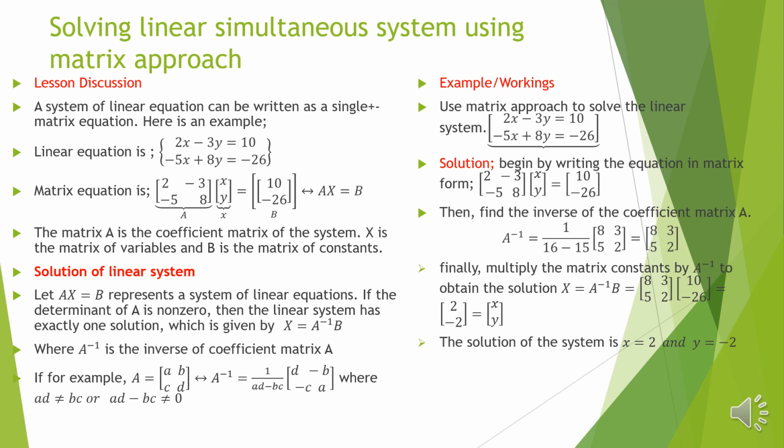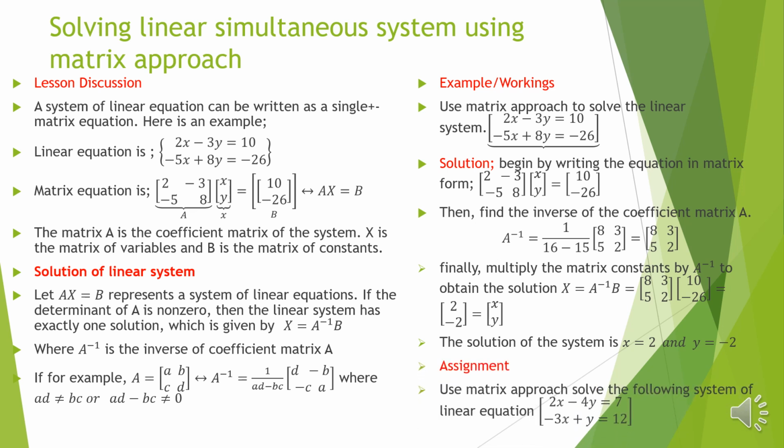A short brainstorming question, you can make an attempt at this. Try this assignment, which says use the matrix approach to solve the following system of linear equations, that is 2x minus 4y equals 7 and also negative 3x plus y equals 12. I hope that this method of matrix has been well understood and you can apply it to solve any given system of linear simultaneous equations.